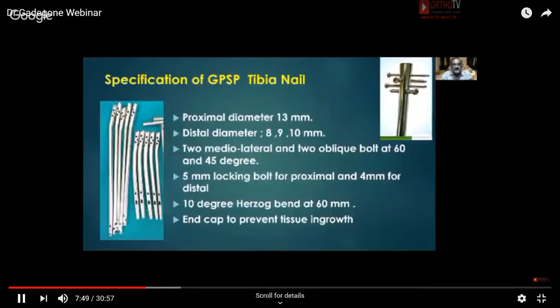Now, specification of this suprapatellar nail: proximal diameter is 13 mm, distal diameter is 8, 9 to 10 mm, two mediolateral and two oblique bolts at 60 and 45 degrees, 5 mm locking bolt for proximal and 4 mm for distal, 10 degree of horizontal bend at 60 mm from the top, end clamp to prevent tissue ingrowth.